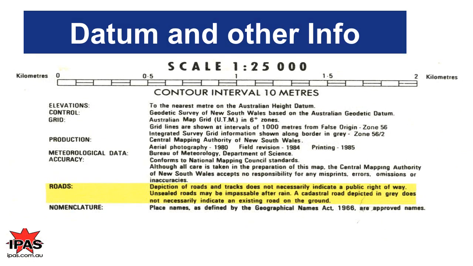Some more information. It tells you what the scale of the map is, 1 to 25,000. It tells you what the contour interval is, 10 meters. It tells you a bit of information about how the grid is done, which is only for the geeks amongst us. It tells you when the aerial photography was obtained, when the field revision was, and when it was printed. So there's 5 years between aerial photography and printing. It also tells you that the roads won't necessarily be depicted as they are, and the depiction on the map won't necessarily reflect what you actually see on the ground.